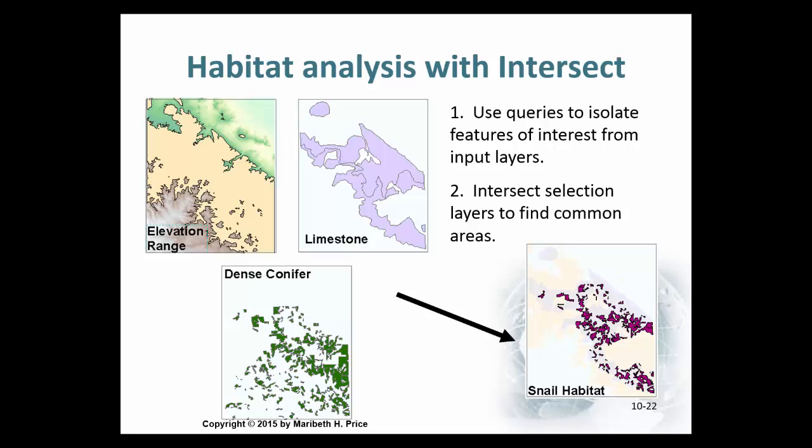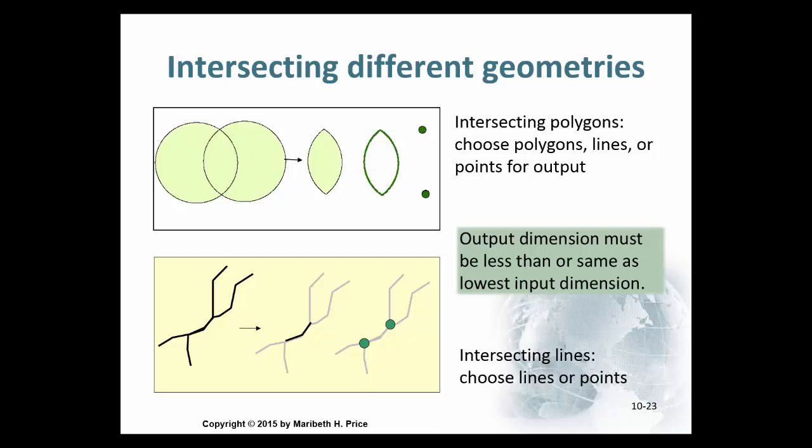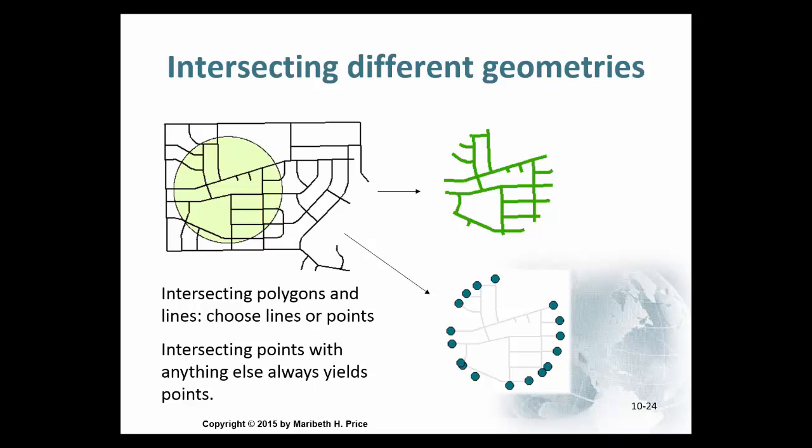Smart GIS users will use queries along with overlay tools to look for specific features of interest. The overlay tool will only combine those selected features. When intersecting different groups of geometry, you choose the desired output. When intersecting polygons and lines, you could choose lines as shown in the green or points as shown in the blue.